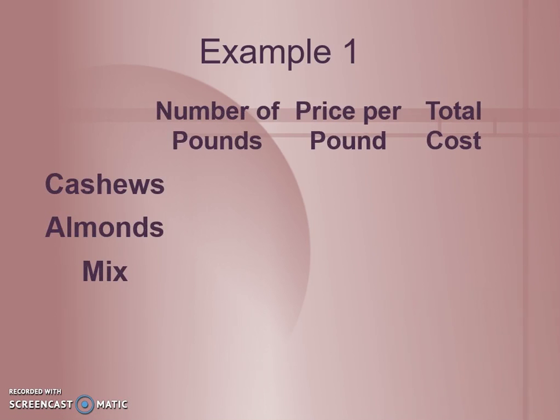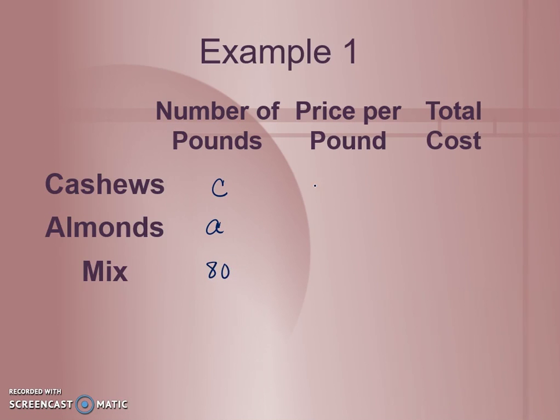So we have our cashews, we have our almonds, and we have the mix. Then number of pounds, or our quantity, the price per pound, or our cost per item, and then our total cost. So let's see what our problem told us here. For cashews, we'll call those C. We don't know how many pounds yet. That's what they're asking us. For almonds, we don't know how many pounds of those yet. We'll call that A. And our mixture is going to be a total of 80 pounds.